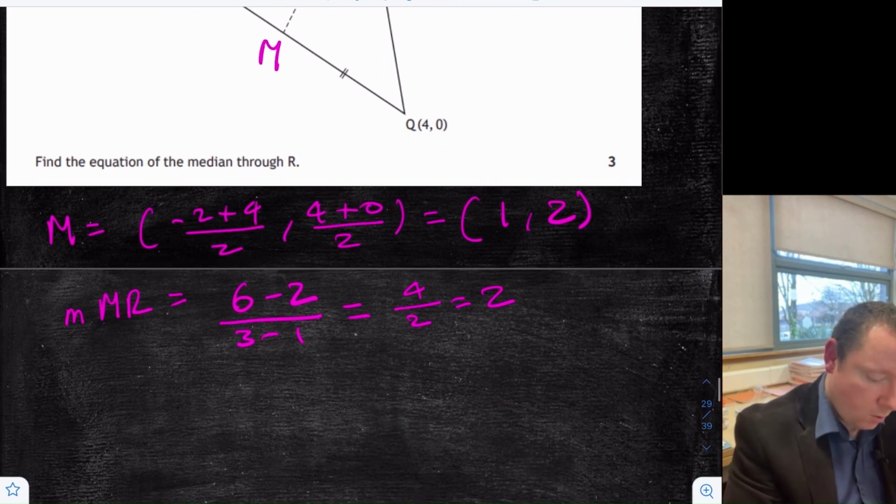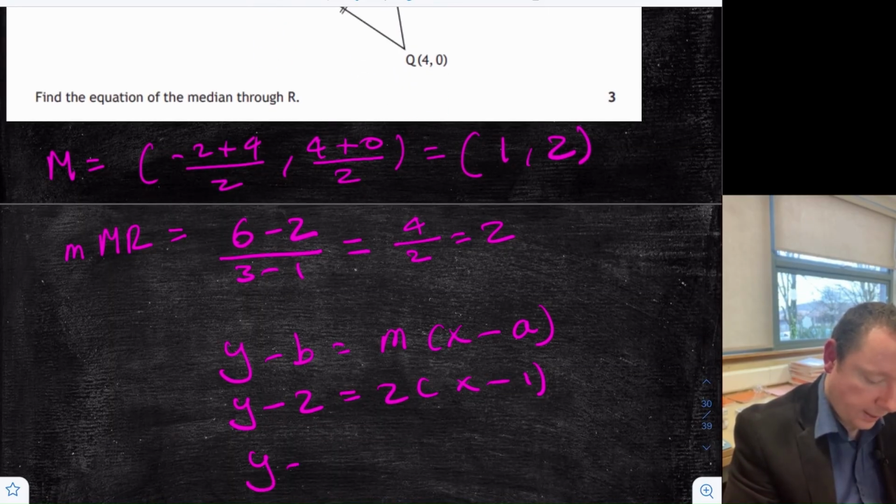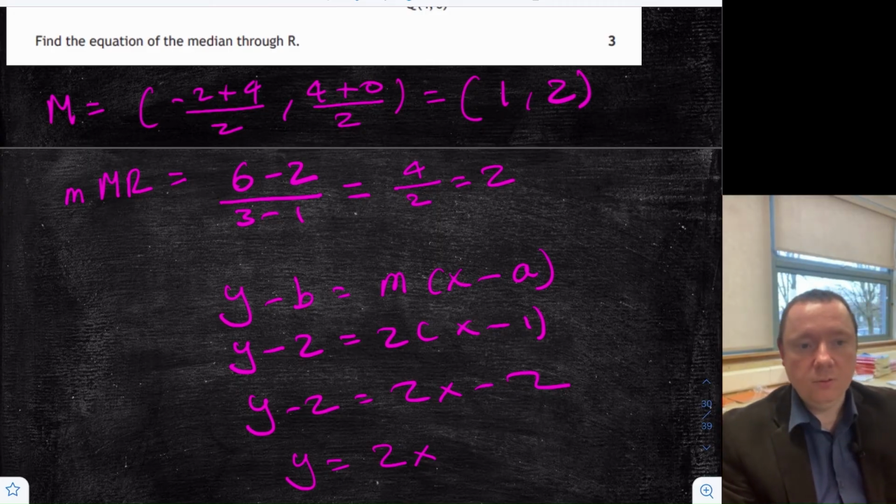And now just use y minus b equals m(x minus a). So I've got y minus 2 is 2(x minus 1). y minus 2 is 2x minus 2. So y equals 2x minus 2 plus 2, which is 2x.